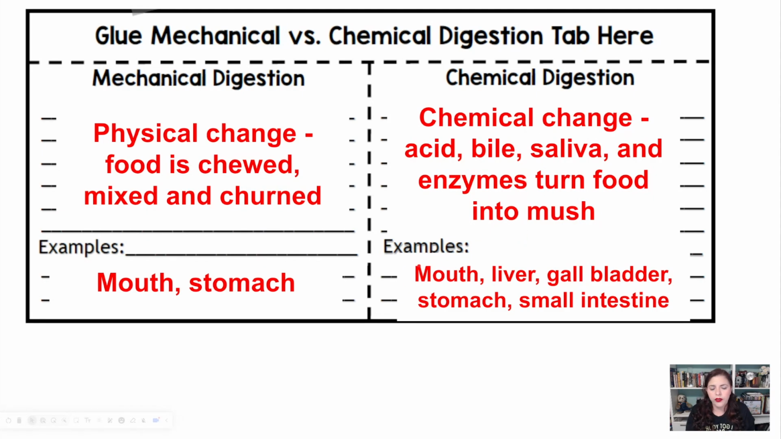The saliva in your mouth helps with this. The liver is what makes bile, and it gets stored in the gallbladder. Your stomach has acids. And then in your small intestine, really the duodenum, is where the bile gets added. So all of that is involved in chemical digestion.